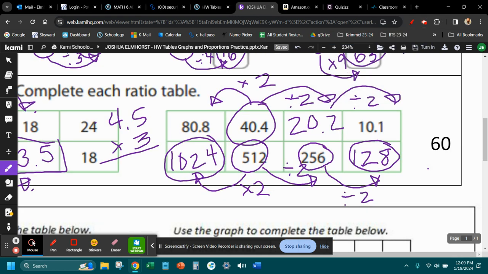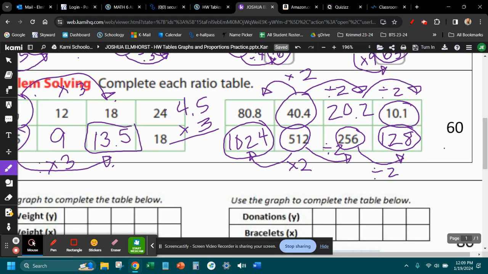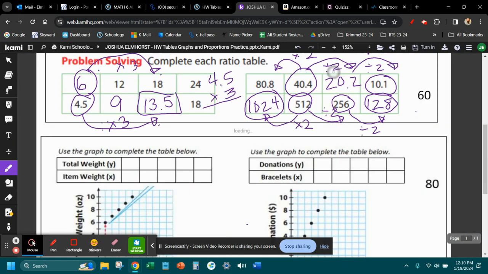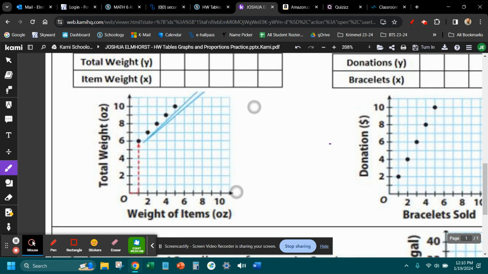Okay, check your answers for the table on the right. So the last one, when you end up with a 10.1, to keep the ratio equivalent, 10.1 is being compared to 128. All right, down below, be careful reading the graph.